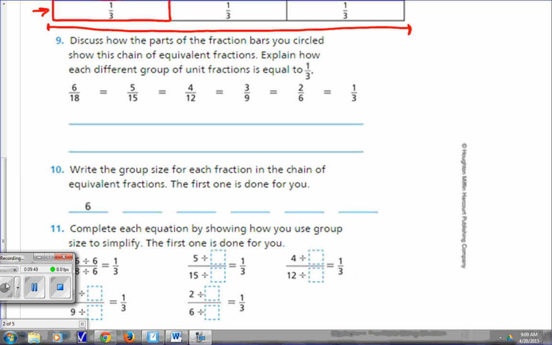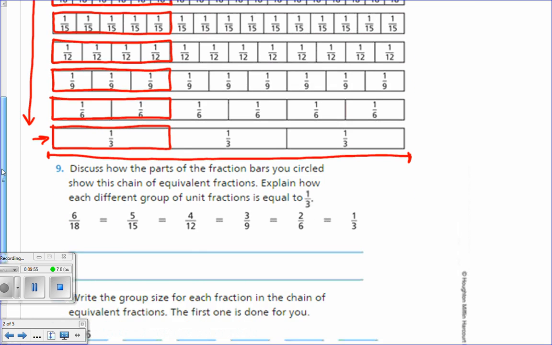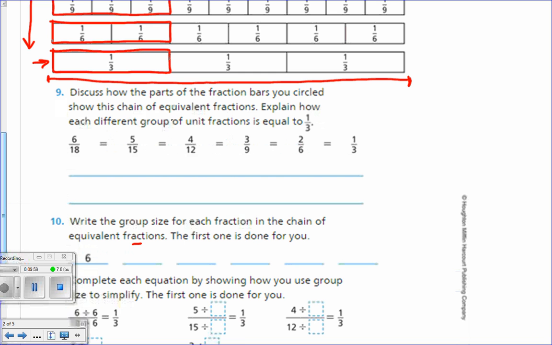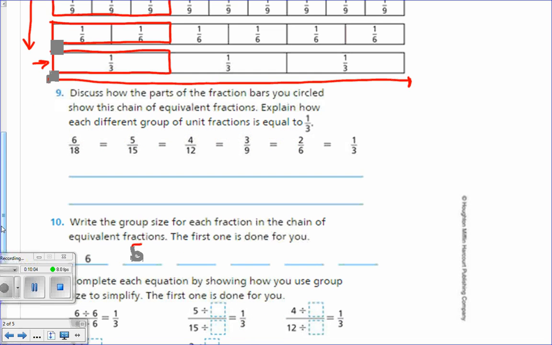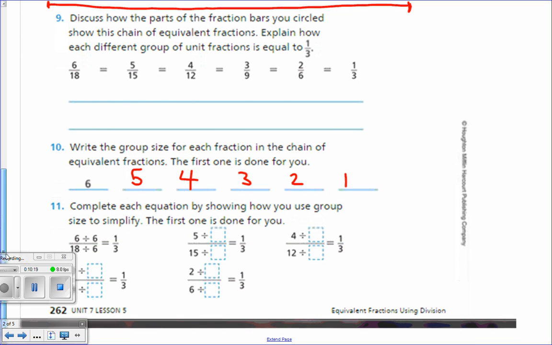Write the group size for each fraction in the chain of equivalent fractions. So the 18ths were, what did we say, 6? How many 15ths were there? 5. How many 12ths were there? 4. How many 9ths were there? 3. How many 6ths were there? 2. How many 3rds were there? 1. So hopefully you're starting to see kind of a pattern, yeah?